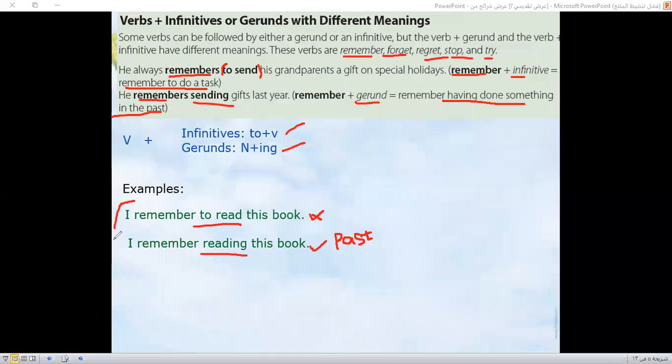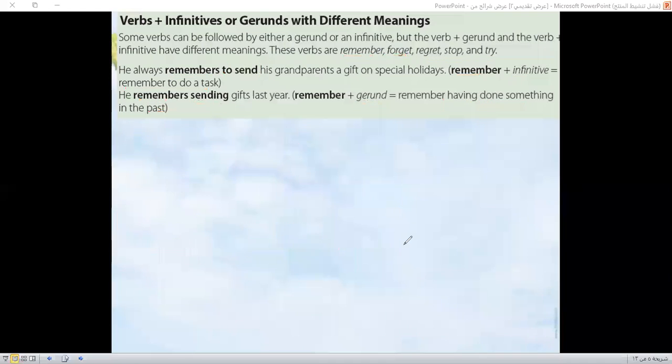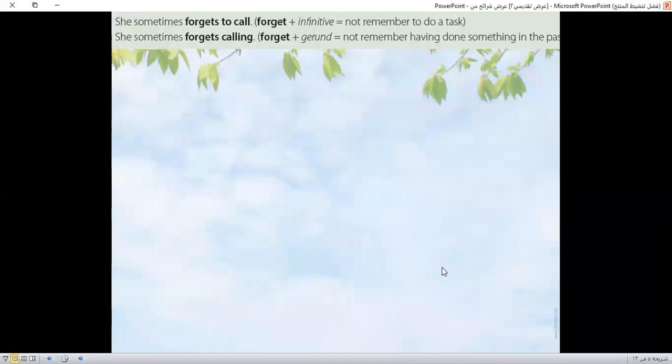It's important to understand the examples. They are easier than the examples in the book. Right. Now we have: she sometimes forgets to call. I have here the verb forget, and it has been followed by the infinitive, to with the verb.